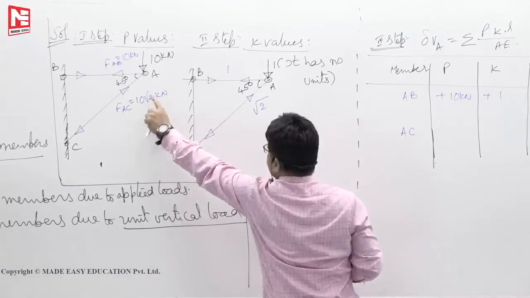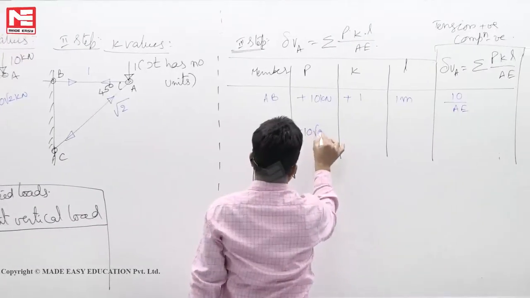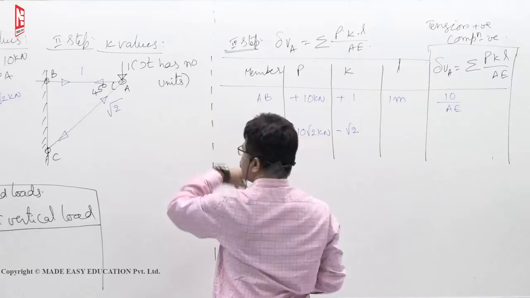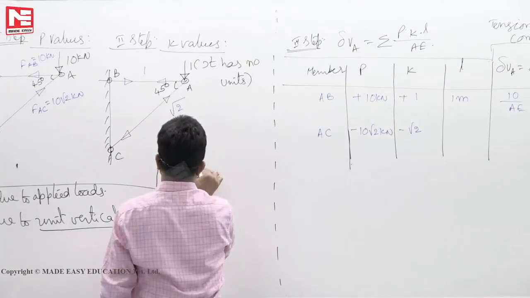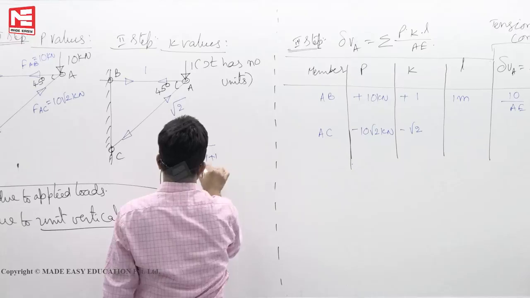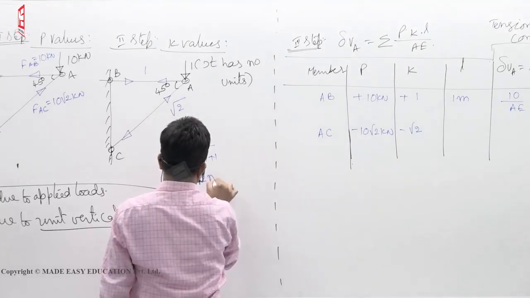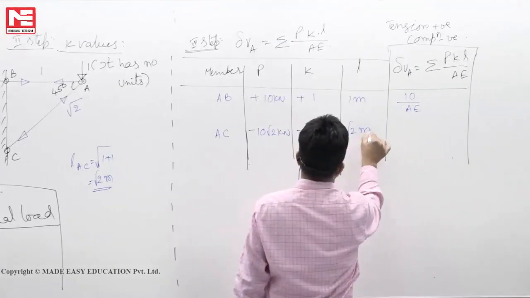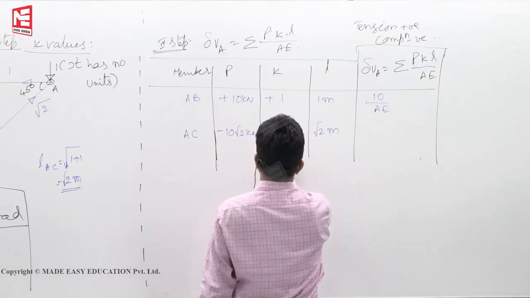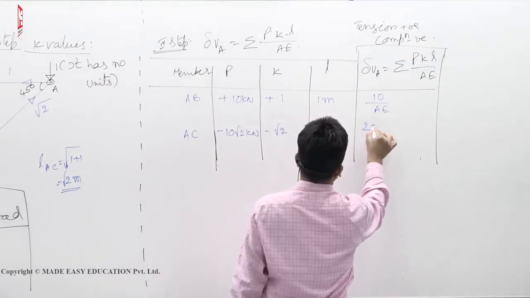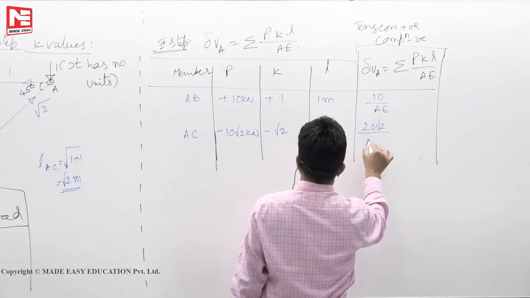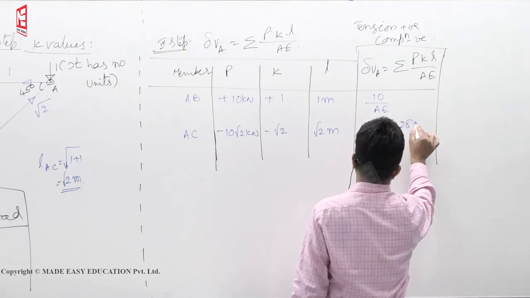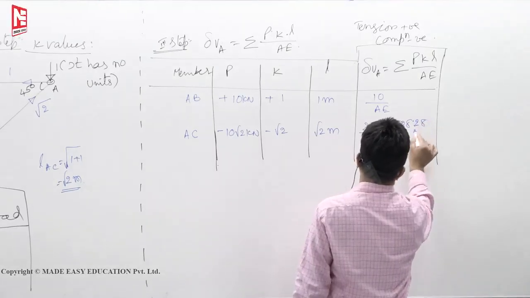AC member, 10 root 2 compression, so minus 10 root 2 kilonewton. This is also compression, so minus root 2. Then what is the length of AC member? LAC is square root of 1 plus 1, so you will get root 2 meters. PKL by AE: 10 root 2 into root 2 is 20, so 20 root 2 by AE. So 1.414 gives 28.28 by AE.